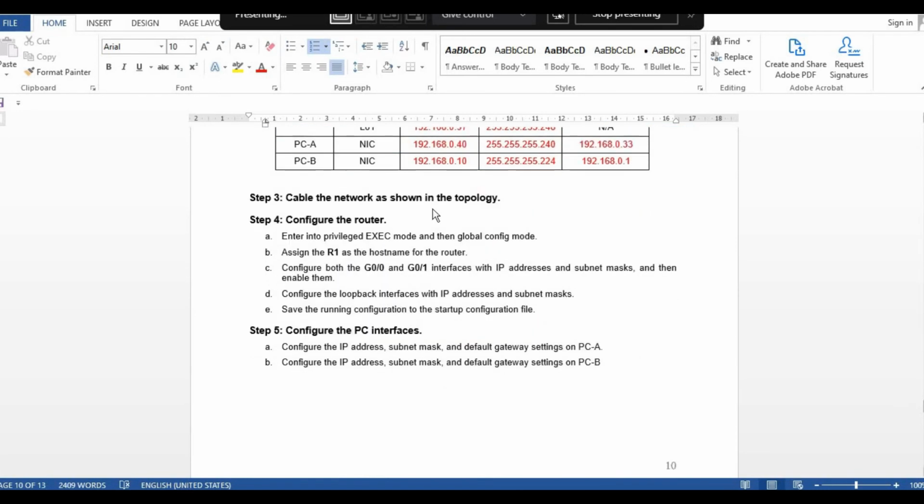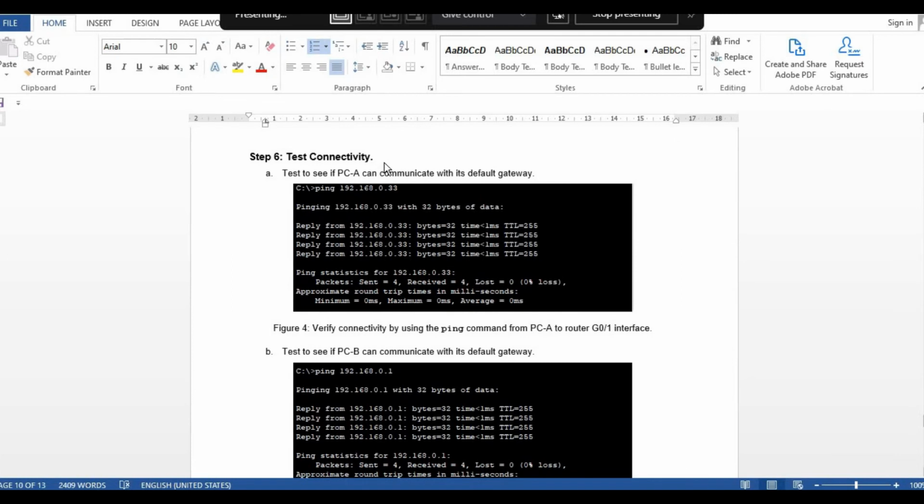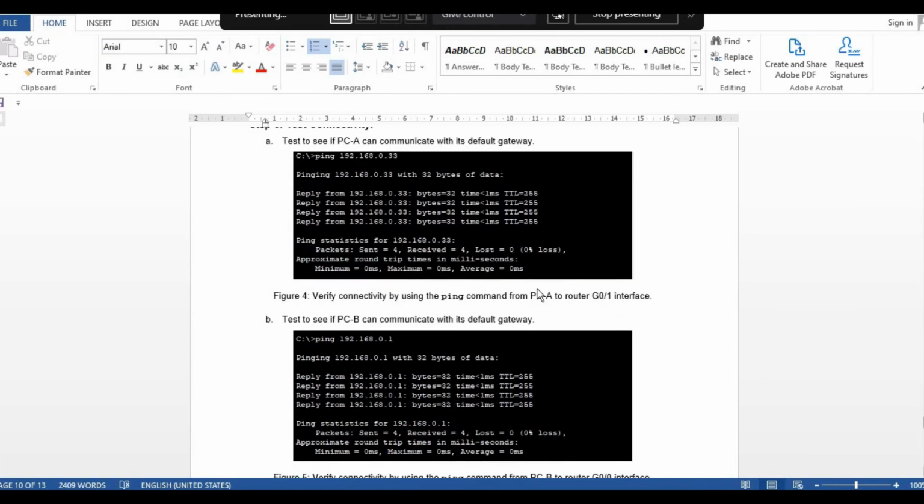Okay, next, cable the network in the topology. So we need to configure the router at the command line and configure the PC interface. So we test the connectivity at PCA with its default gateway. We ping the IP address 192.168.0.33, and we got a reply, packets sent 4, received 4, and lost 0%.